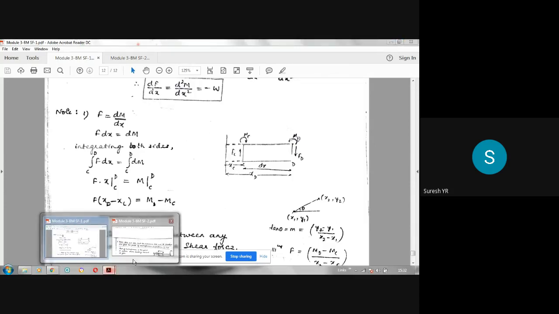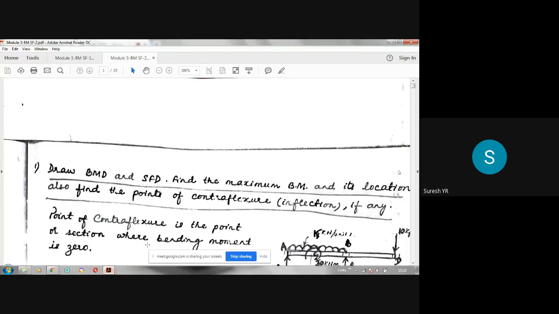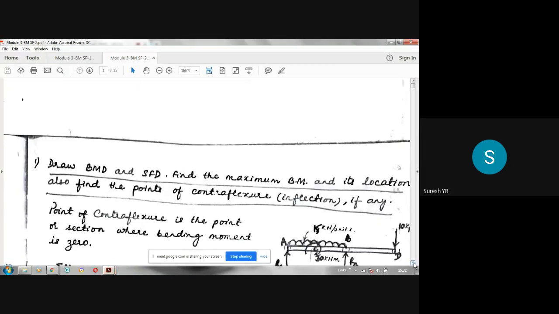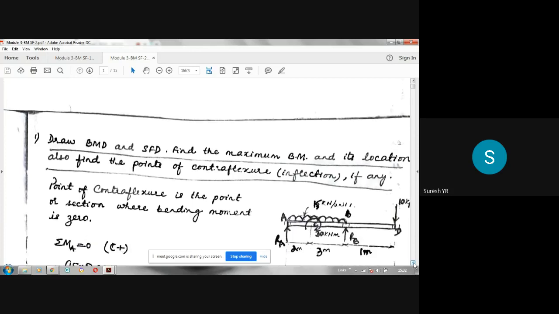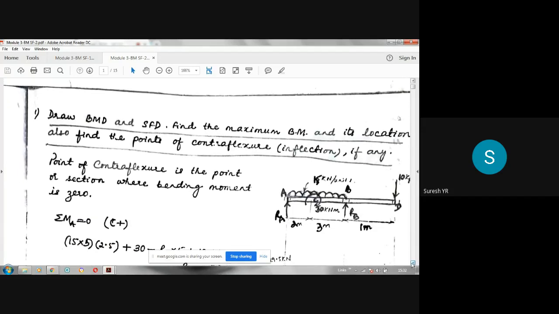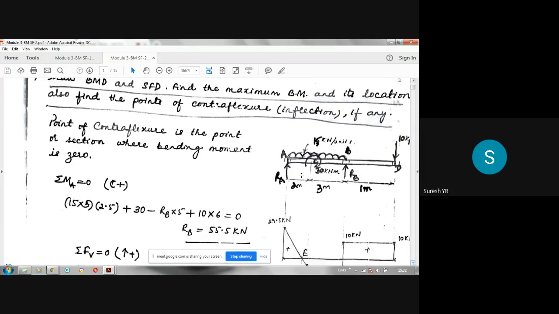Next, now we will solve some problems on bending moment diagram and shear force diagram. So please, all of you, open your notebook, write down this problem in the notebook, because it may not be clear here. So I will explain. Just write down this problem. Write down this beam. I will explain how to draw the bending moment diagram and shear force diagram for this beam given loads.